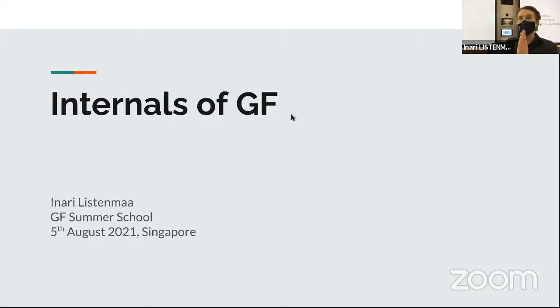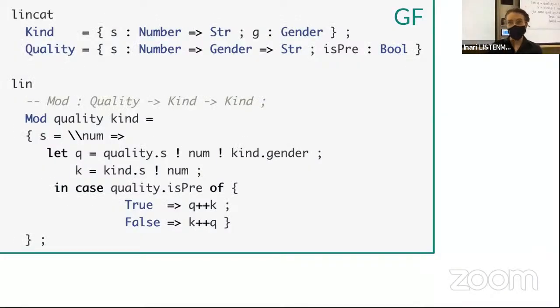So, internals of GF. If you've been following the summer school, or for the past 20 years, this is the way you've been seeing GF. We have a fragment of the foods grammar, specifically the part about modification. This concrete syntax is for basically any major Romance language. It could be many different ones, but I'll use Spanish in the later examples.